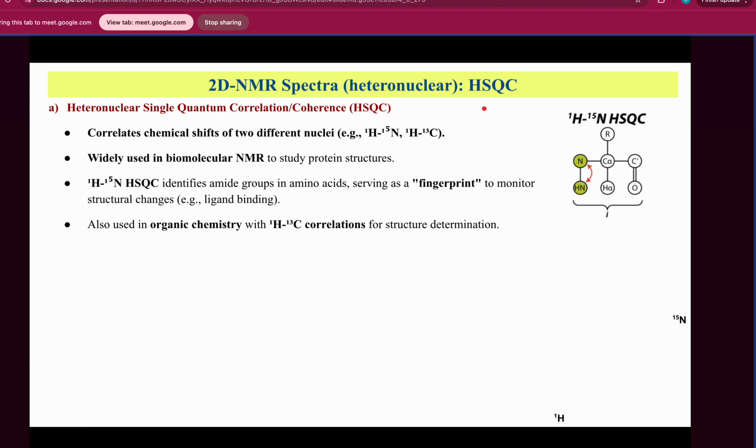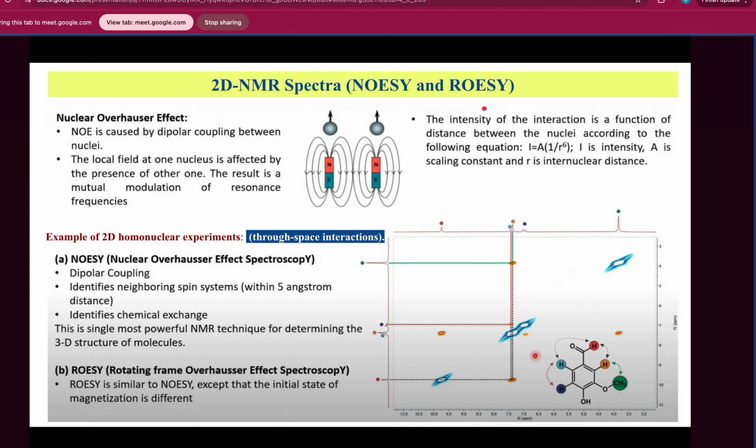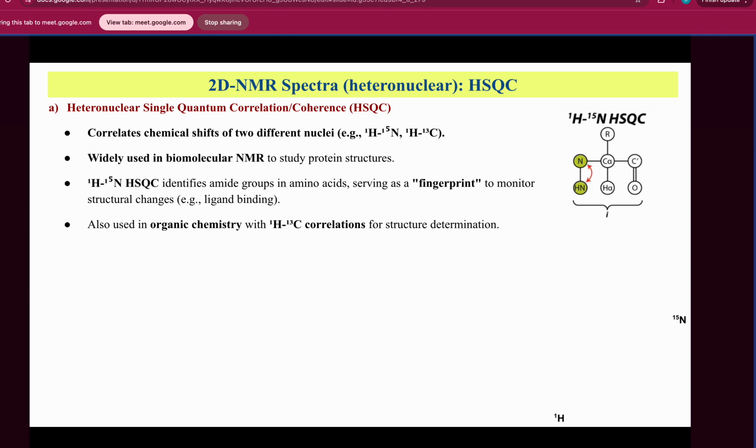Now comes heteronuclear spectra. So in the previous case, we were only looking at the homonuclear spectra, in which we were comparing the interactions among two same hydrogen atoms. But what if we compare hydrogen and carbon or hydrogen and nitrogen? So that is known as heteronuclear single quantum coherence, in which the coupling effect which we are considering is among two different elements or two different atoms.